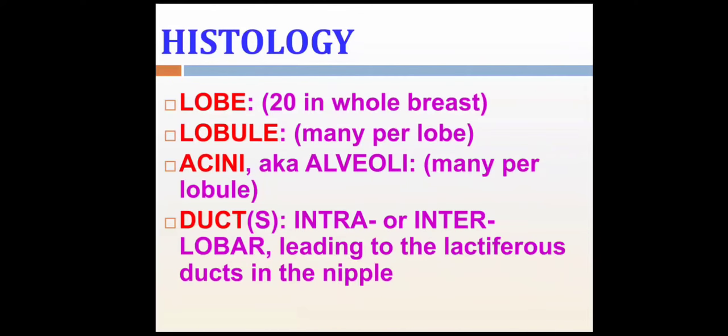Then there are two types of duct: intralobar and interlobar. So that is inside one lobe or between two lobes. These ducts will lead to the lactiferous ducts in the nipple.